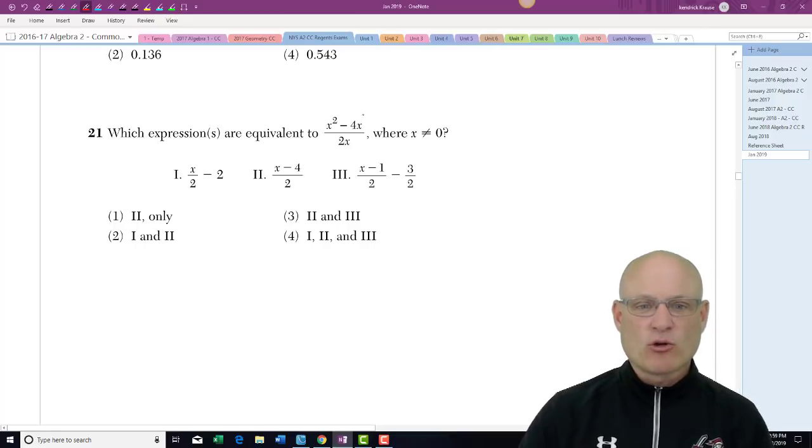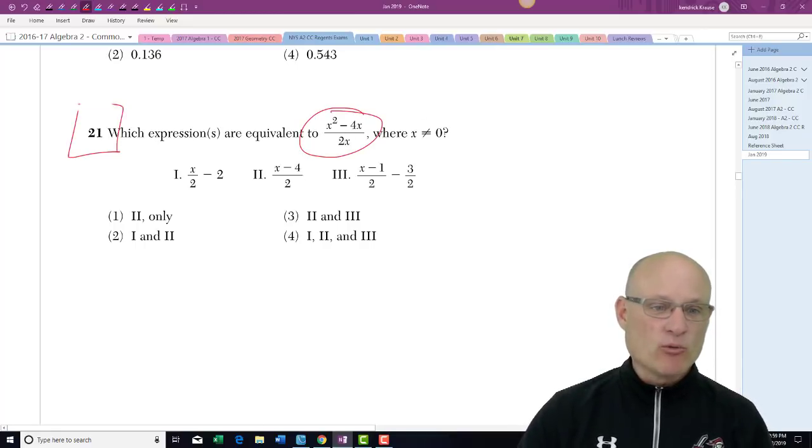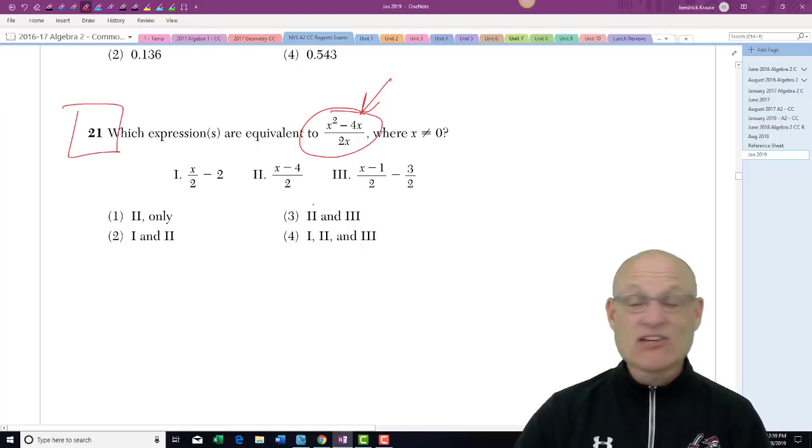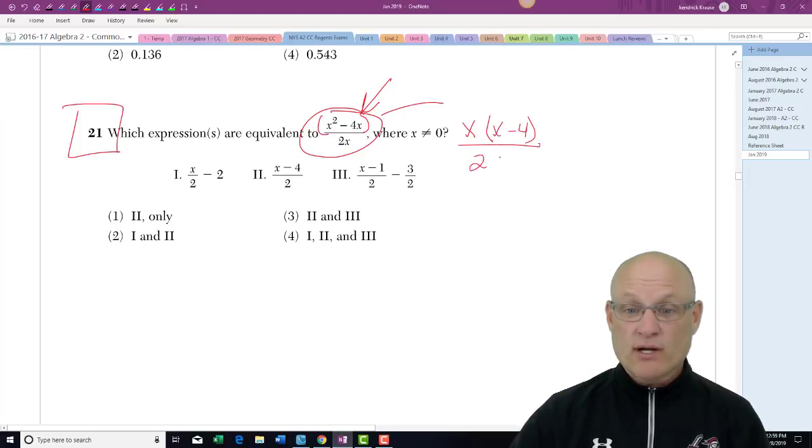Which expressions are equivalent to this? So again, this would be one where you just store a number in for x, type this in, and type all these in. As a matter of fact, that's the only way I do this question, because this problem's awful. But let me show you how it's done mathematically. In the numerator, we're going to take out an x. Remember, you've got to factor. See how that's got minus? Put it in parentheses. So I take out an x. I'm left with x minus 4 all over 2x.